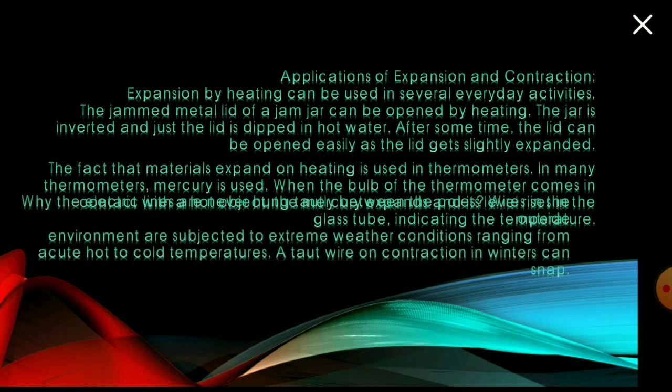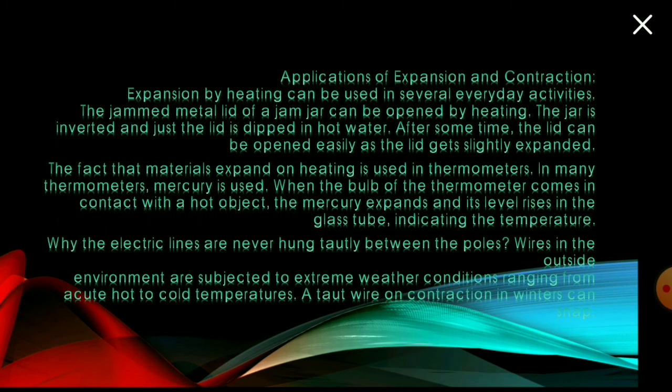And the next point is why electricity lines are never hung tautly between the poles. Wires in the outside environment are subjected to extreme weather conditions ranging from acute hot to cold temperatures. A taut wire can snap on contraction in winters.